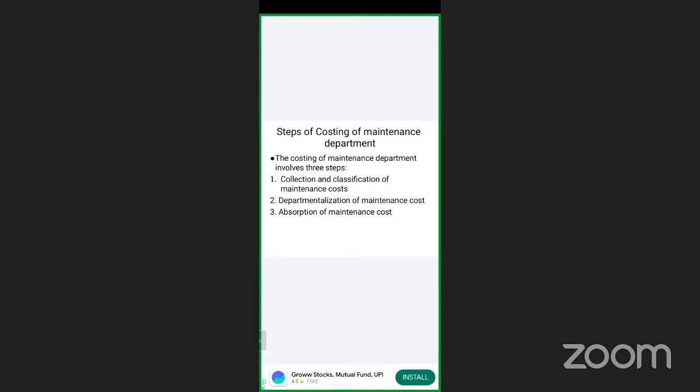So what are the different steps in finding out the cost of the maintenance department? Our objective is, there is a maintenance department in the company, and we have to find out how much expenditure we are incurring to maintain the department. That's all. So these are the different steps. First step, as we discussed earlier in the definition, is collection and classification of maintenance cost. First, we have to collect the different costs and then classify them accordingly.